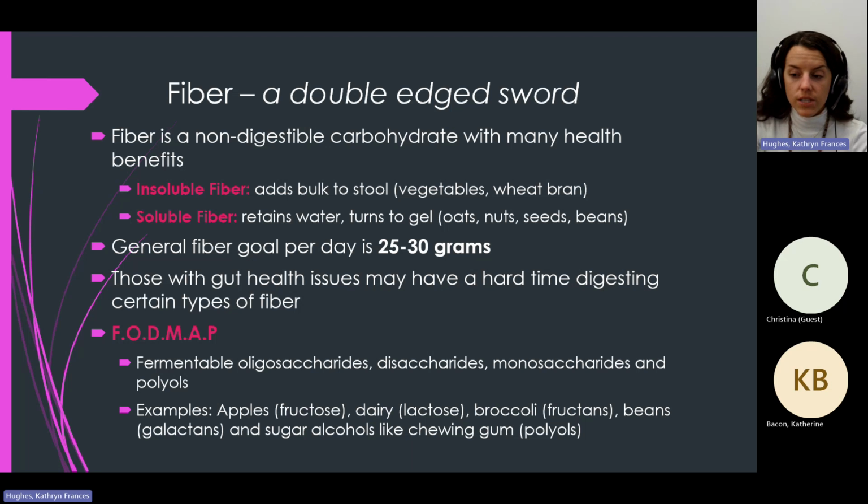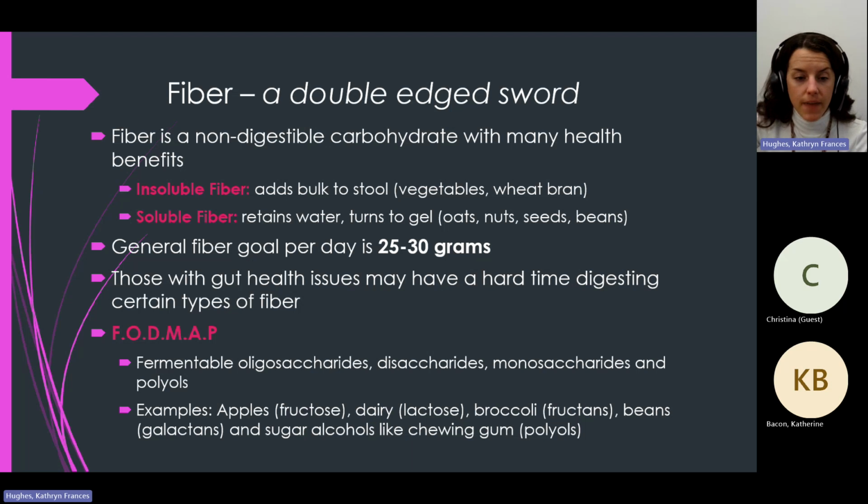So the first step, I always like to talk about fiber when we're talking about gut health, because it is a double-edged sword, as I like to say, meaning that fiber is a non-digestible carbohydrate with many health benefits. Insoluble fibers such as wheat bran and vegetables such as broccoli, they add bulk to the stool so they can help to move things out. Whereas soluble fiber helps us to retain water and turns to gel, kind of smooths everything out, such as oatmeal or chia seeds, beans, nuts, etc.